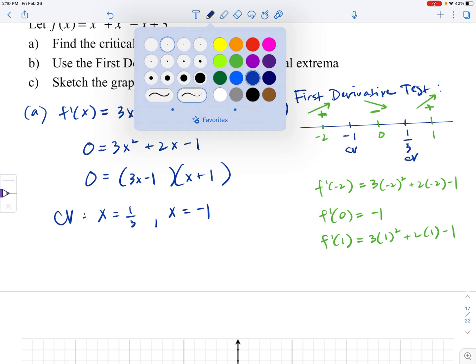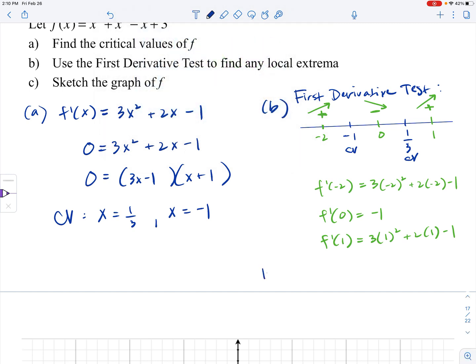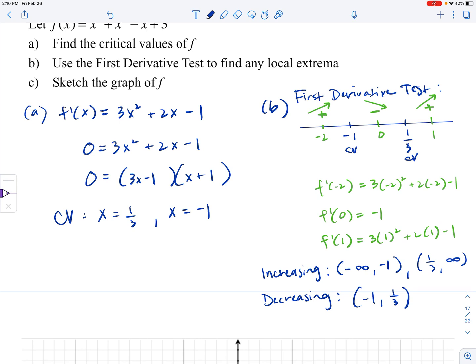Okay. So stating the intervals where the function is increasing and decreasing. Increasing from -infinity to -1, as well as 1/3 to infinity, and decreasing between -1 and 1/3.